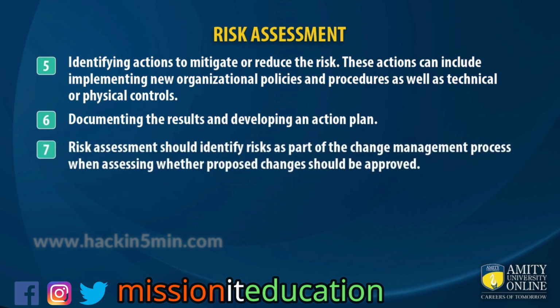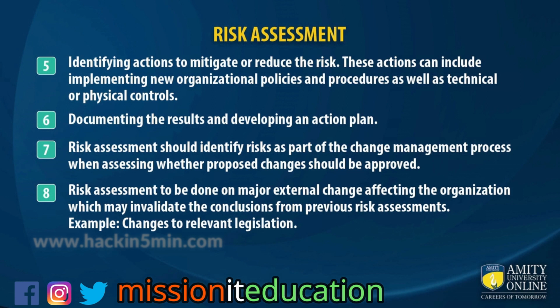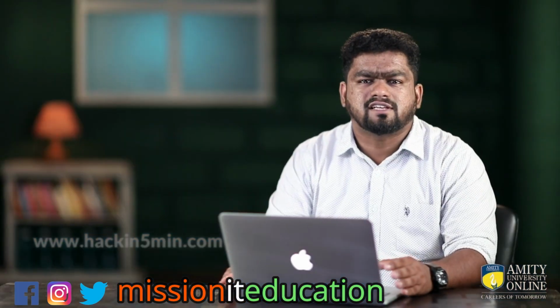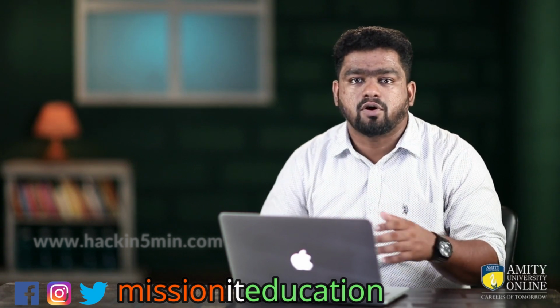That's simple. Risk assessment should identify risk as part of the change management process when assessing whether proposed changes should be approved. So whenever there is a proposed change, before approving it, risk assessment should be done on that change also. Next, risk assessment should be done on major external changes affecting the organization, which may invalidate the conclusions from previous risk assessments. Example, changes to relevant legislation and so on. And the last one, not the least, is that all risks identified as a part of risk assessment are tagged back to the underlying asset and updated in the asset risk register. Basically, it should be documented. So that was very briefly about risk assessments. We'll surely cover that in upcoming modules in depth.